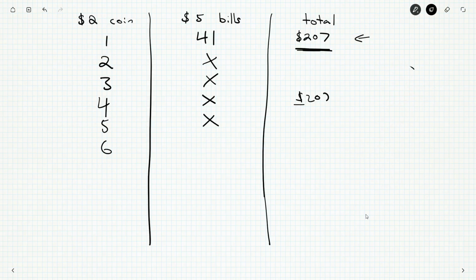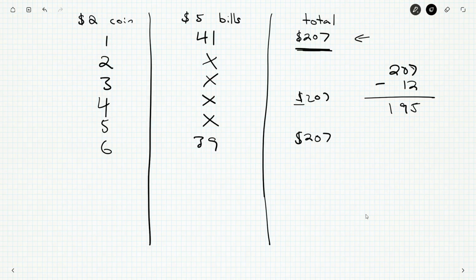Well, 207 minus $12, since 6 times 2 is 12, leaves me with 195. And hey, that is a multiple of 5. In fact, it's 39 times 5. So 6 $2 coins and 39 $5 bills, we will still get a total of 207.